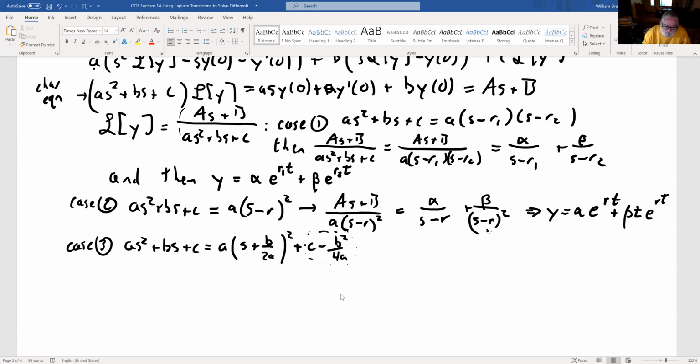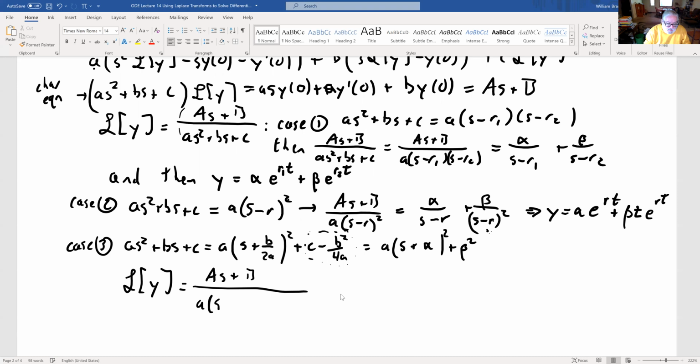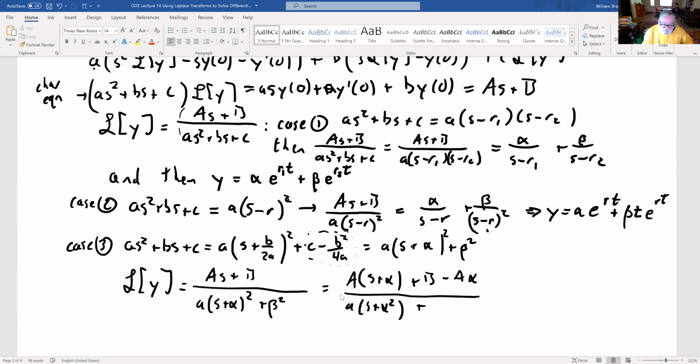So I'm going to rewrite this as A times S plus alpha, that'll be the B over 2A, squared plus beta squared. Great, so that means my Laplace transform of y is AS plus B over A times S plus alpha squared plus beta squared. And a little bit of tidying, make this A times S plus alpha plus beta minus A times alpha over A times S plus alpha squared plus beta squared.